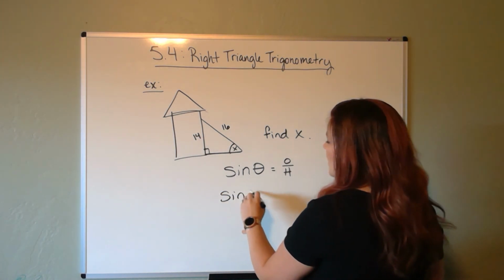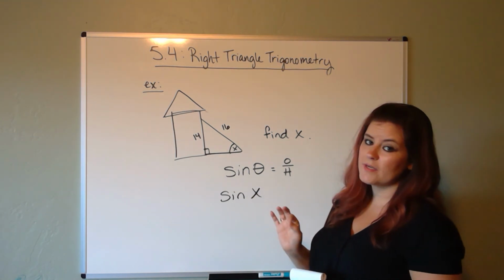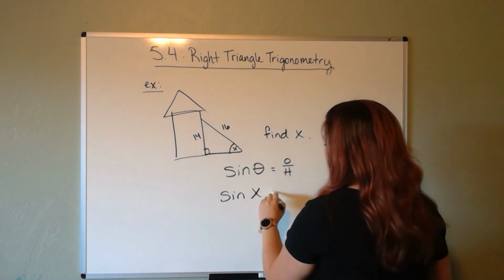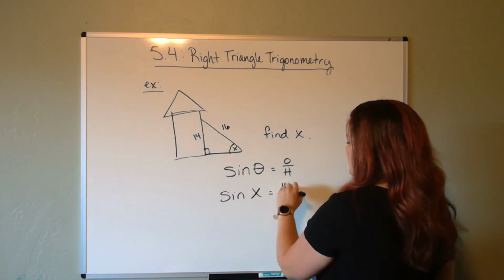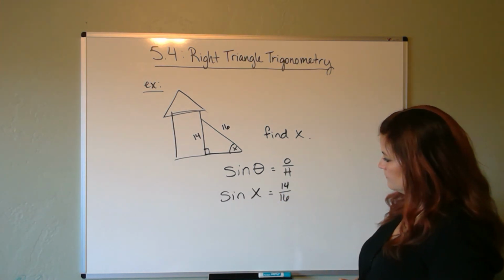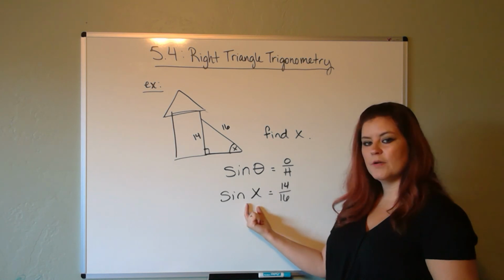Well, for one, I know that this angle is called X, so I'll call it X. I still don't know what it is, but I'm just labeling it with the X. I know the opposite is 14 and the hypotenuse is 16. So you guys, I know both of these values, but I don't know x.